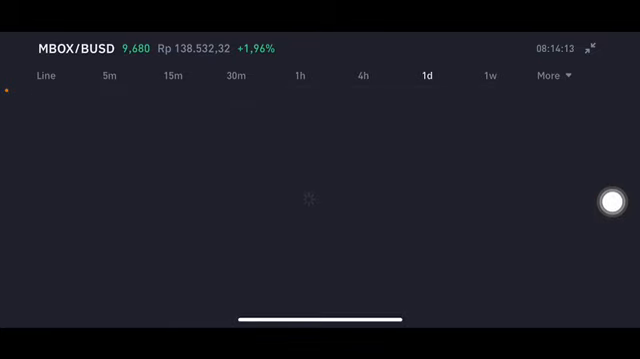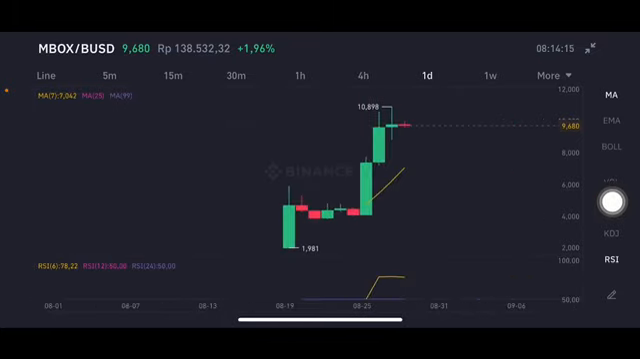So the next move is we're gonna see the daily chart. For the daily chart, there is only a moving average 7 at $7.042. The price range is from 7 until 7.4. You can enter at that point. For the RSI stochastic, it's already overbought for the RSI 6. But it's still a good opportunity when you want to enter on this yellow one, 7 until 7.4.